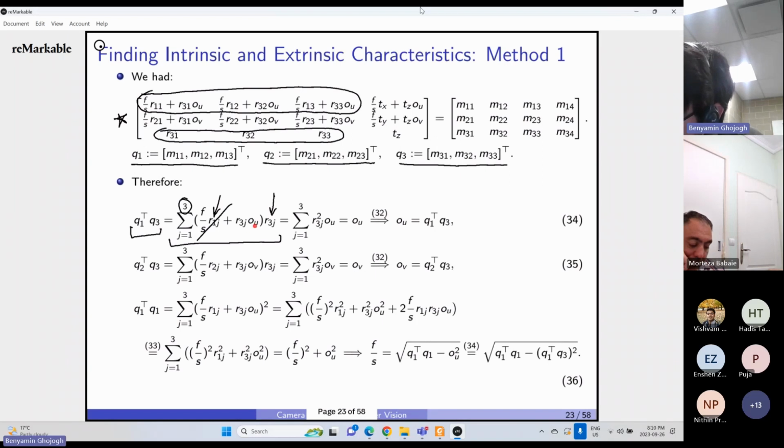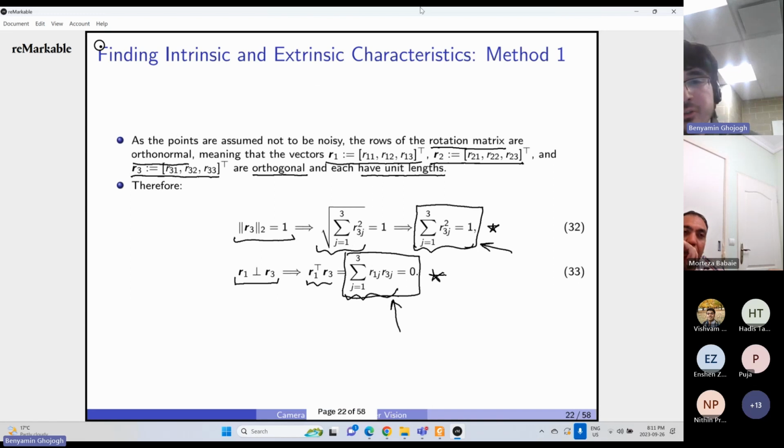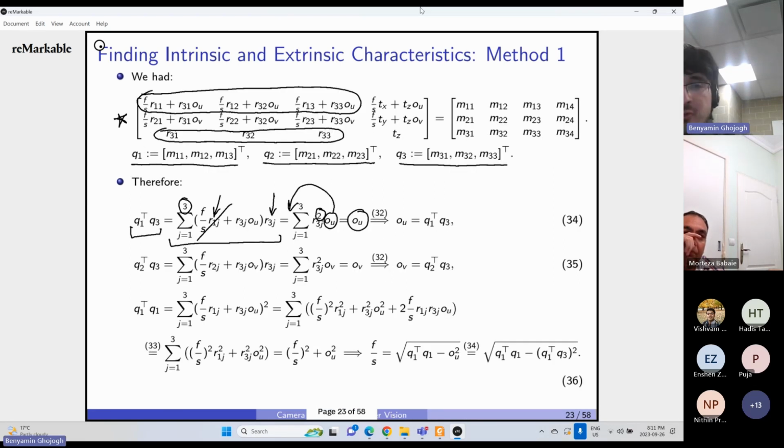Then I will have ou r3j squared, right? And I know that I can bring ou behind the summation. I know that summation of r3j squared is 1, according to equation 32, right? So it becomes ou times 1, ou. So I have this equation, ou equals this.